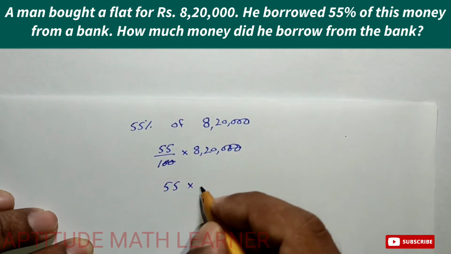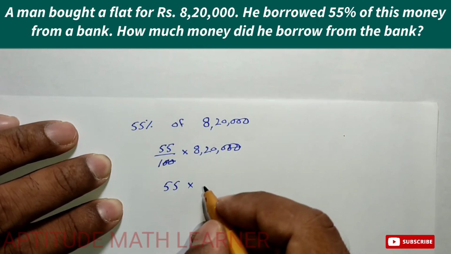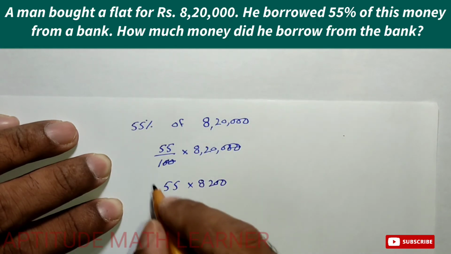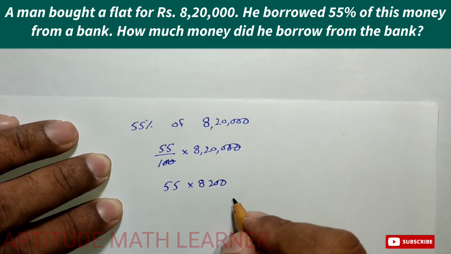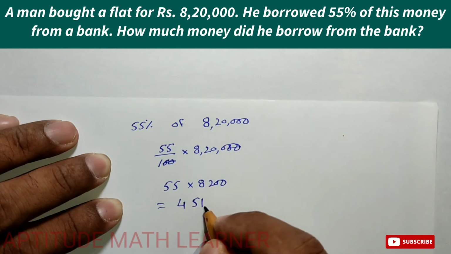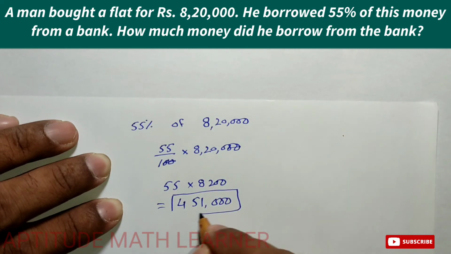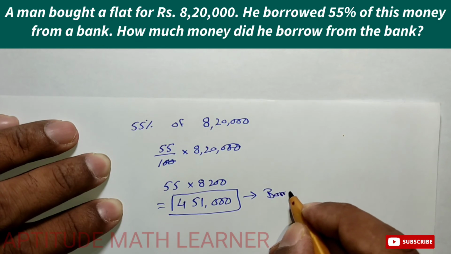55 multiplied by, so how much is this? So this is 8,200. So how much will this become? So 55 multiplied by 8,200, we get here 451 and 000. So this is 4,51,000. So this is the amount which he has borrowed from the bank.